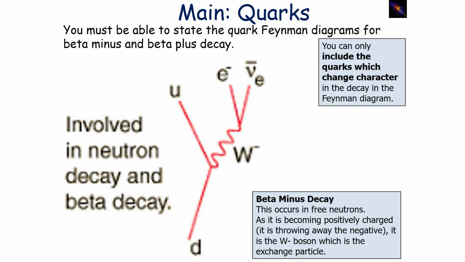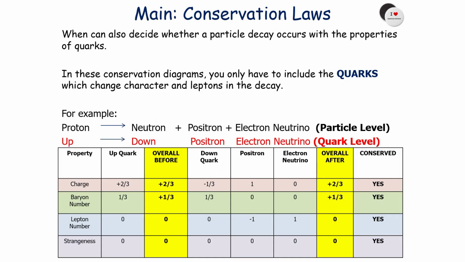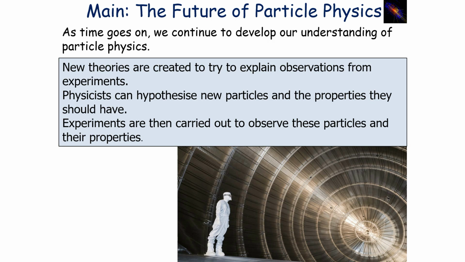Now it's noted that beta minus decay, again, only occurs in free neutrons. As the neutron becomes positively charged, the charge thrown away is negative, so it's a W minus boson which is the exchange particle. Whilst beta plus decay occurs in protons in the nucleus, as the proton becomes neutrally charged, so it's the W plus boson which is the exchange particle. Now again, you can show in your conservation diagrams the quarks that are changing character and the leptons in the decay.